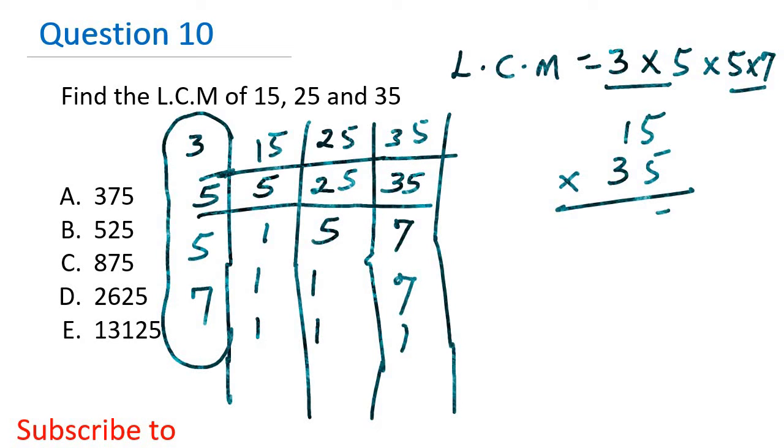5 times 5 is 25. 5 carry 2. 5 times 1 is 5, plus 2, 7. 3 times 5, 15. 5 carry 1. 3 times 1, 3, plus 1, 4.